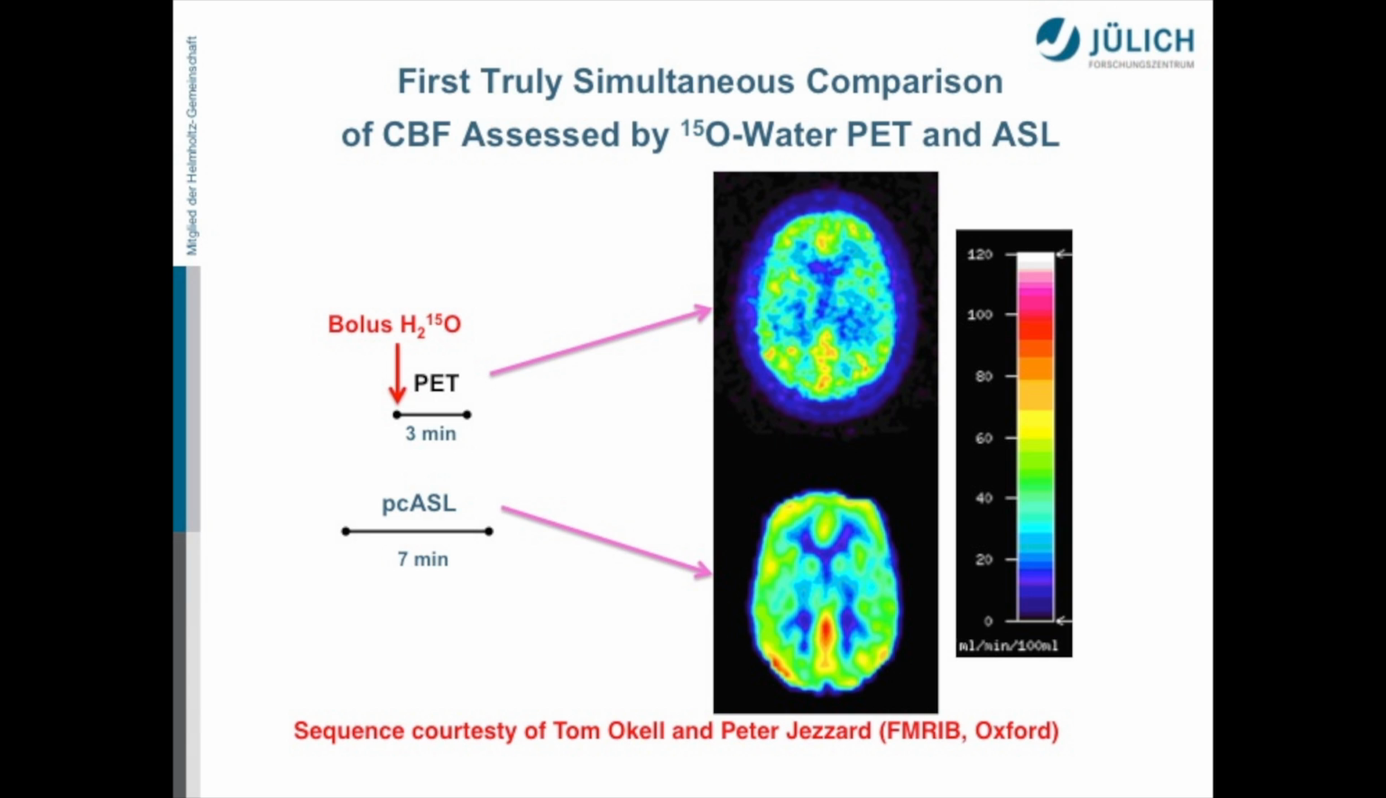And then a few minutes into that, you give a bolus of 15 labeled water, get the perfusion map from PET, get the perfusion map from ASL, and you see they're very, very similar. Some local differences, as you can see here and here. We're investigating those local differences because we believe there's quite a bit of science in those local differences. So they look pretty good.